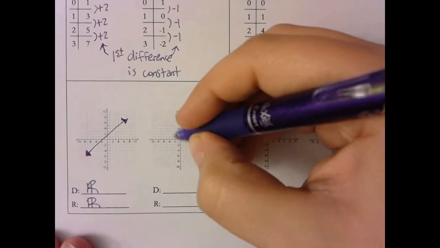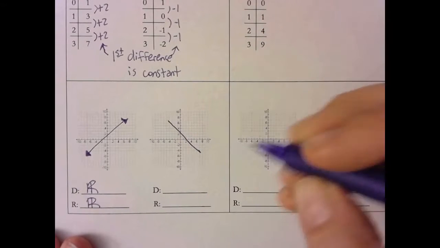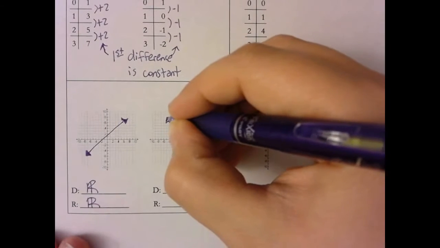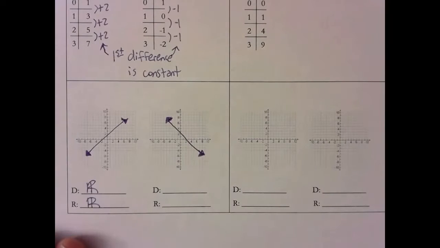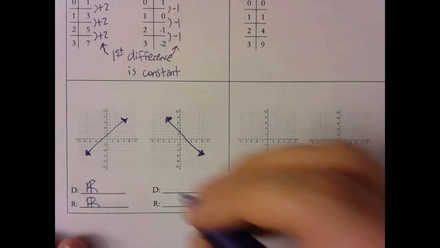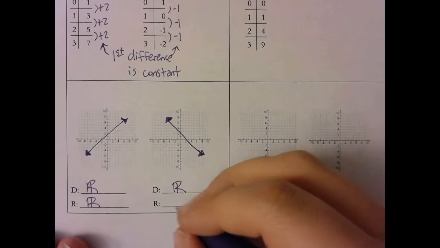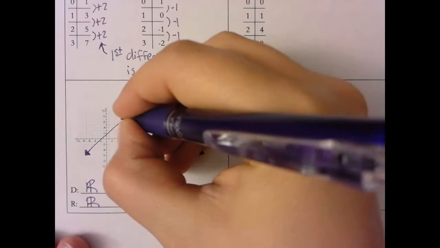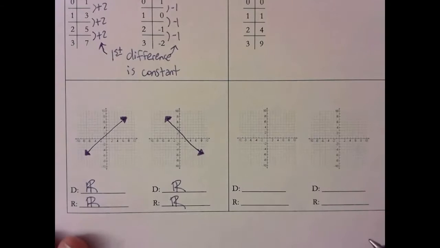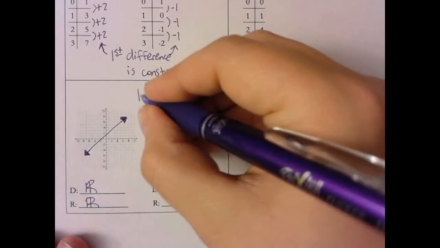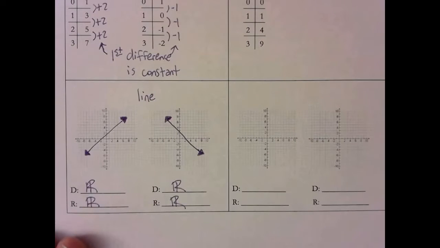Okay, this could also be decreasing. So going from left to right could go down. And guess what the domain is? Yeah, all real numbers. And range, same thing, all real numbers. And a reminder, I hope you already know this. This is called a line. Again, I really hope you know that.